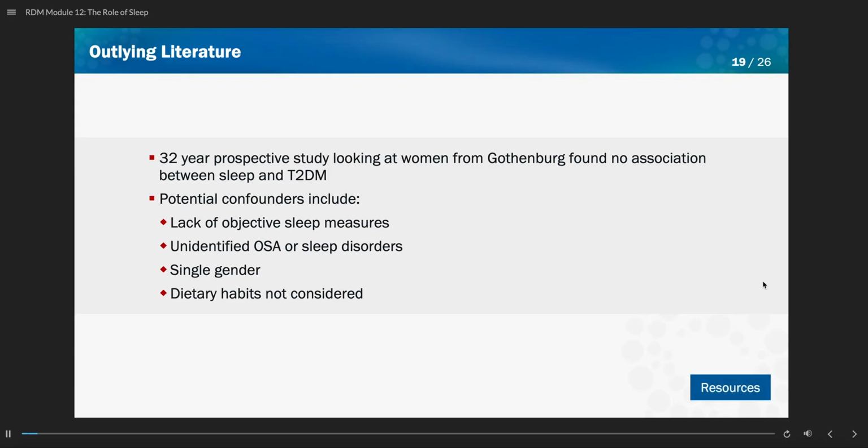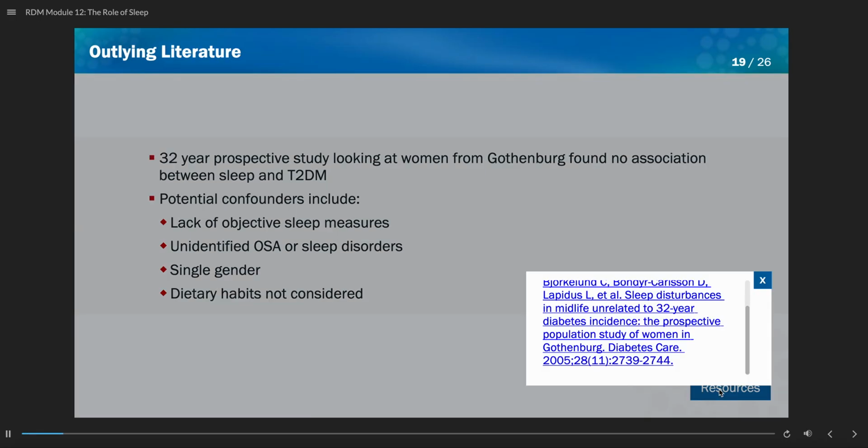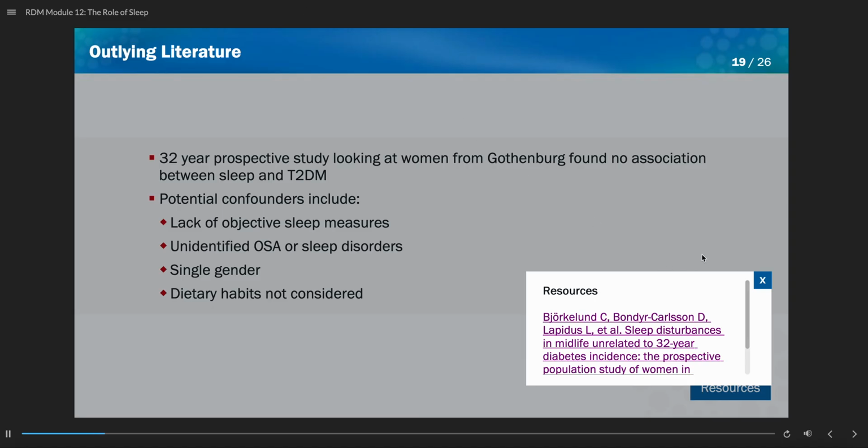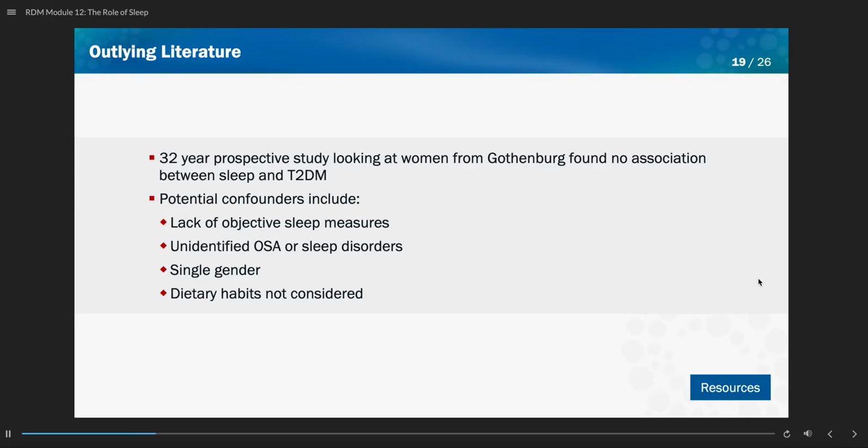In my research for this presentation, I found one piece of outlying literature that is often cited, and I wanted to address it here in case you might come across this in your own research. It's a 32-year prospective study looking at women from Gothenburg that found no association between sleep and type 2 diabetes. However, looking into the methods of the study, as well as the discussion and conclusions, there are some confounders that make this more outlying compared to a lot of the other research that's available today.